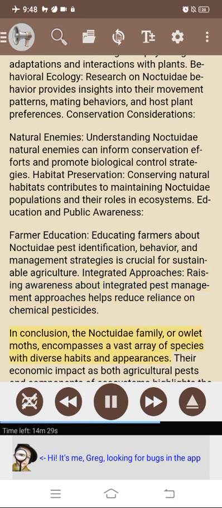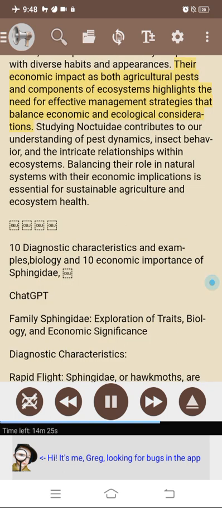In conclusion, the Noctuidae family, or owlet moths, encompasses a vast array of species with diverse habits and appearances. Their economic impact as both agricultural pests and components of ecosystems highlights the need for effective management strategies that balance economic and ecological considerations. Studying Noctuidae contributes to our understanding of pest dynamics, insect behavior, and the intricate relationships within ecosystems. Balancing their role in natural systems with their economic implications is essential for sustainable agriculture and ecosystem health.